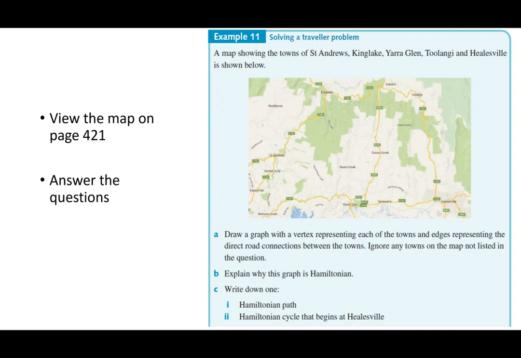We're going to look at that same map as before, but this time we're going to talk about whether or not it's Hamiltonian. So can I visit every vertex once and end up back where I started? What I want you to do is write down at least one Hamiltonian path and then one Hamiltonian cycle that begins at Healesville. So you should begin and end at Healesville, visiting every vertex once.